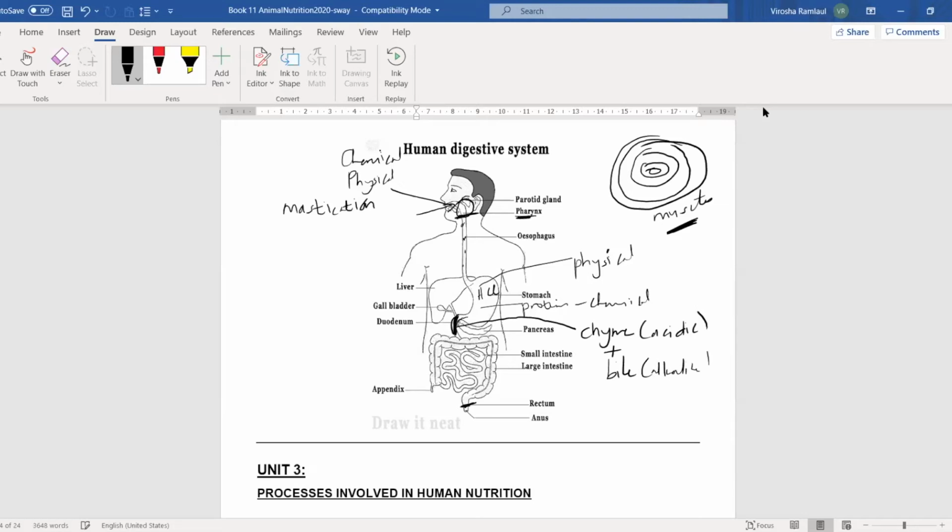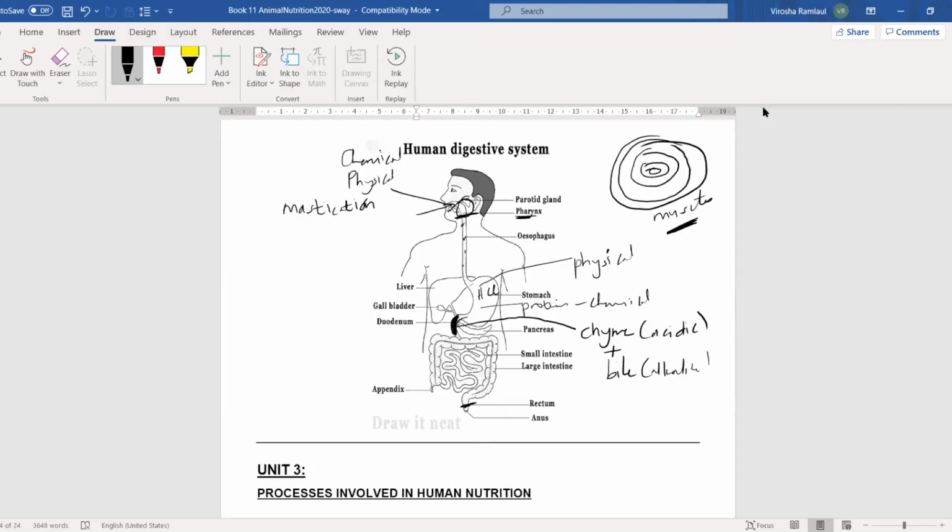And so the bile will neutralize the acid in the chyme, so that the enzymes from the duodenum in the small intestine can now function. Now let's talk about the liver and the gallbladder. The liver produces bile, but the gallbladder stores the bile. So that's the function of the gallbladder.